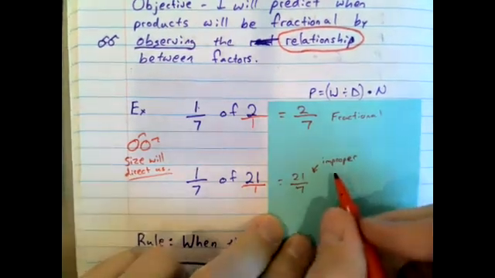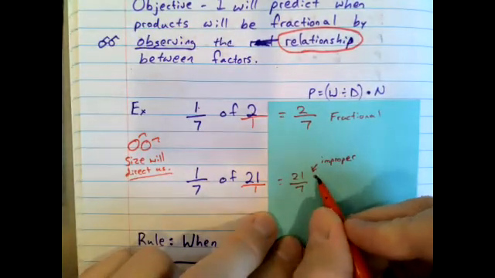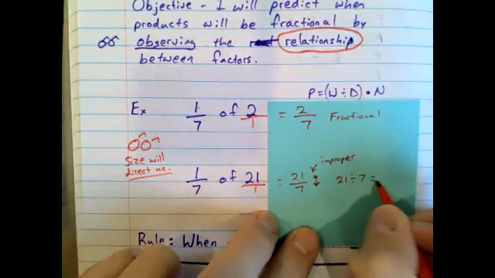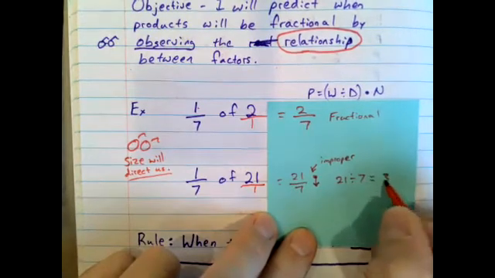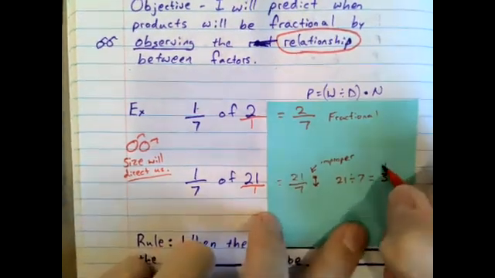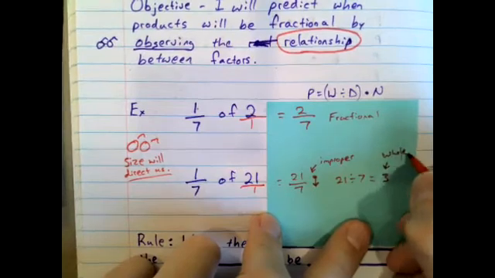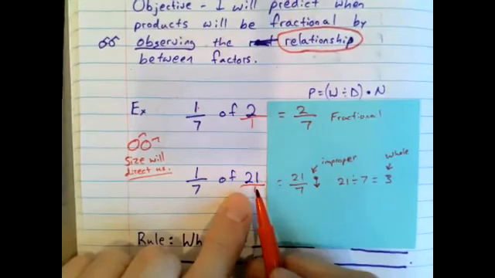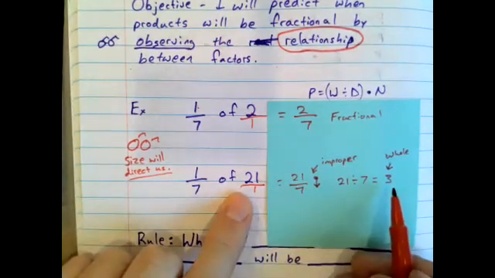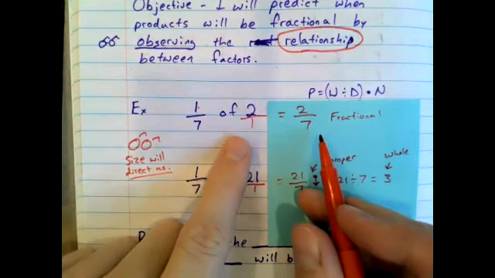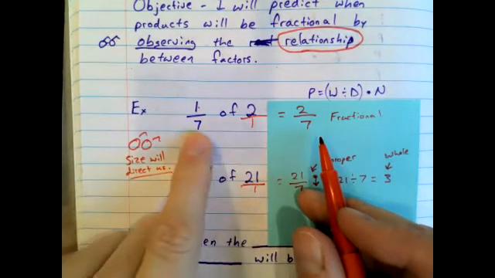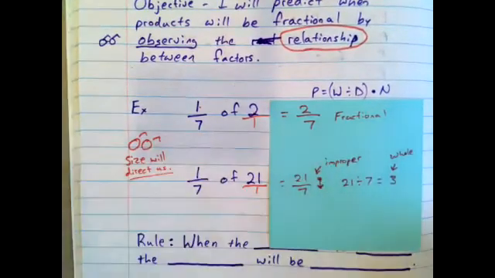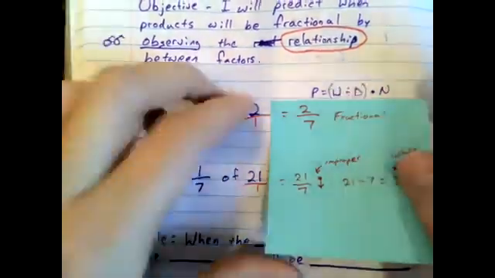Now, a couple of lessons ago, we talked about dividing down. We're going to start at the top and work our way down. So 21 divided by 7 equals 3. Here we have a whole number. So if the whole number is bigger, we will end up with a whole number. If the whole number is smaller than the denominator, we will end up with a fractional answer.